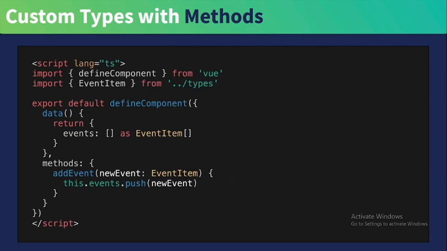On the other hand, let's go ahead and change the scenario a bit. What if we needed to actually return an event from our method? And this time we want to actually type the return. We actually learned how to do this with our computed properties. All we need to do is add the colon and then the custom type that we plan on returning from our method. In this case, it's an event item.